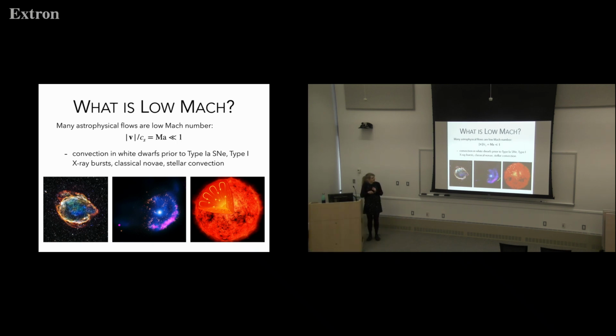Okay, the central one here. This is a nice classical nova, and stellar convection. So kind of nice convective motions in the interiors of stars, as you can see from this artist's impression here. And I'll talk a little more about both type 1 X-ray bursts and stellar convection later.